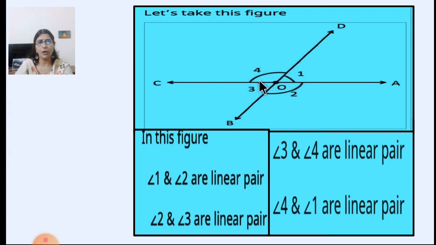So they are forming linear pairs. That means their summation, when you add angle 1 and angle 4, you will get 180 degrees. Same way, angle 1 plus angle 2 also will be 180 degrees as they are forming on a straight line.